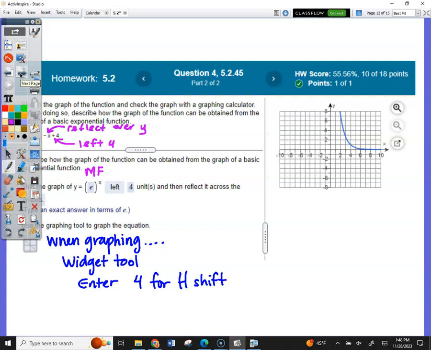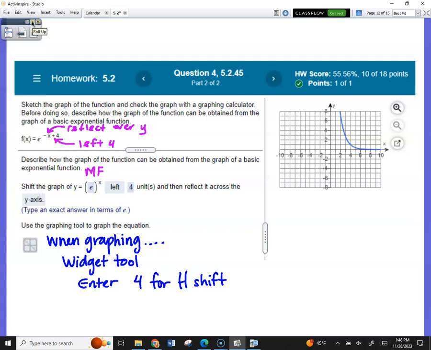When they ask you to graph it, a widget tool pops up. You will enter, in this case, because mine went left 4, you would enter 4 as the horizontal shift.